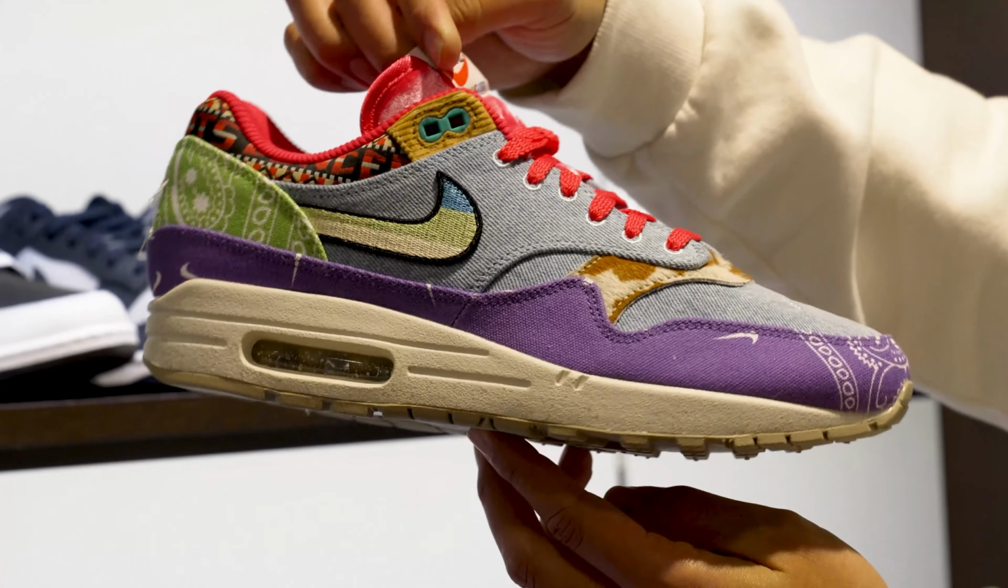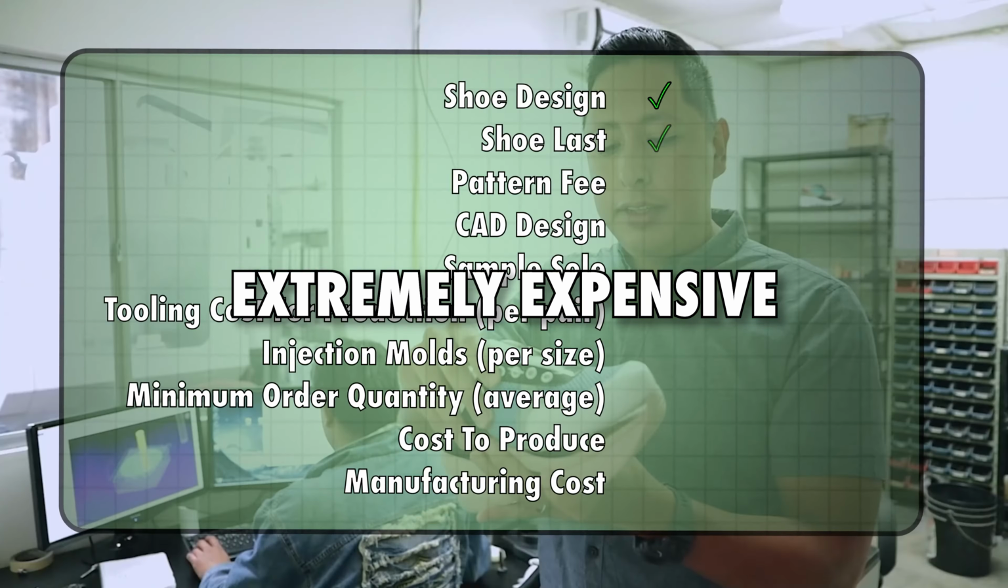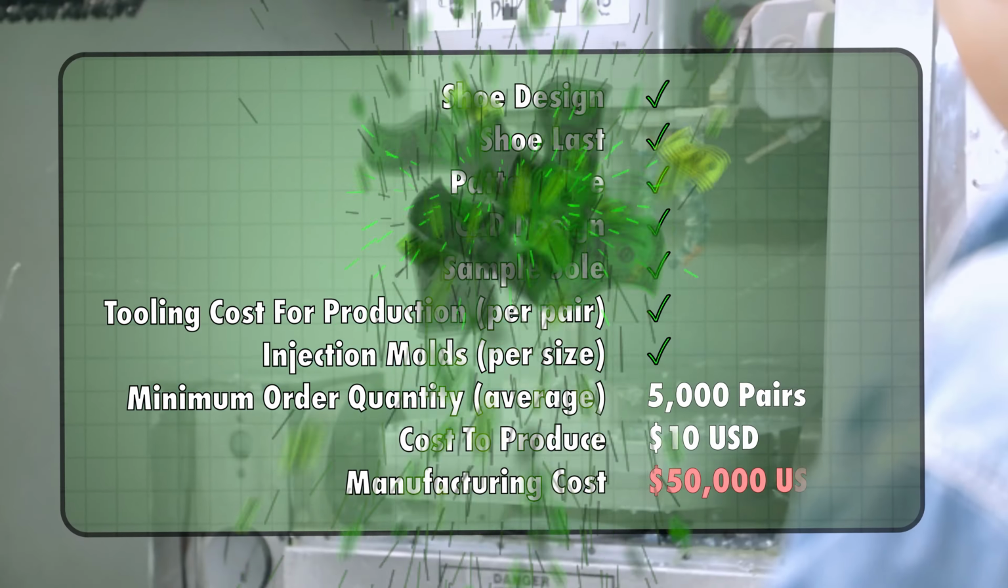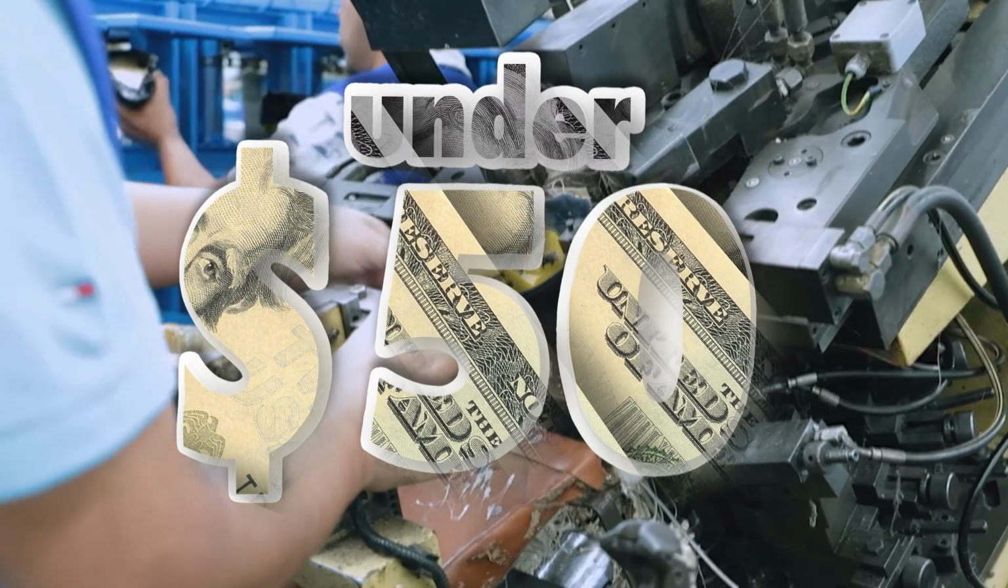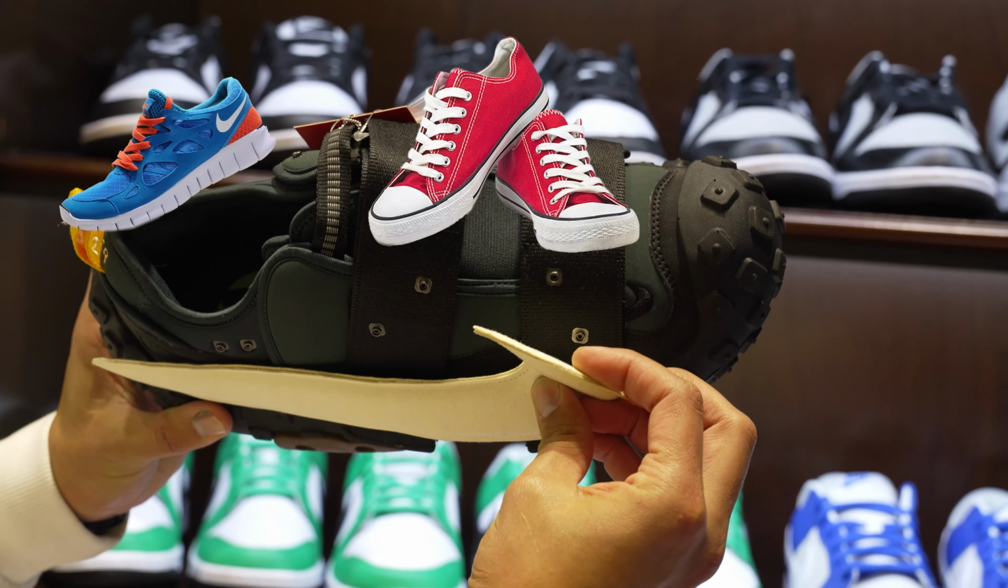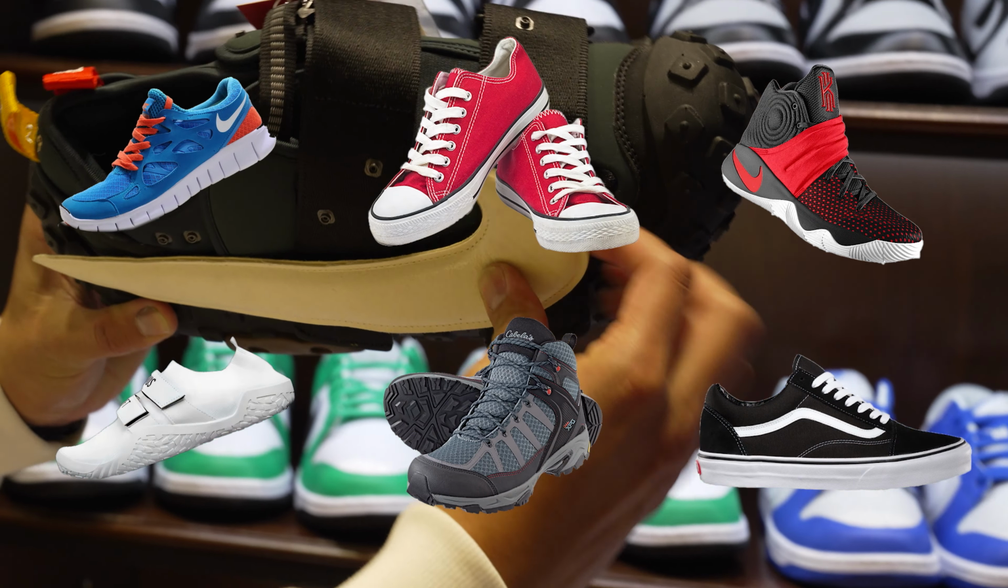Now, when it comes to making a custom sneaker, it's traditionally been extremely expensive, oftentimes costing over $50,000 for your first design run. So what we're gonna attempt to do today is design our own for under $50. Now, when it comes to designing shoes, there's a variety of silhouettes to choose from. What we're gonna do is go with the more classic skate shoe for this design.